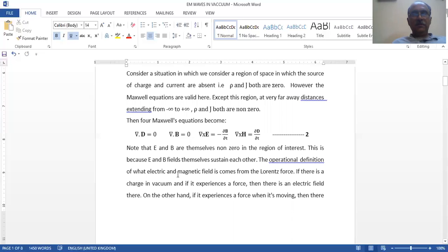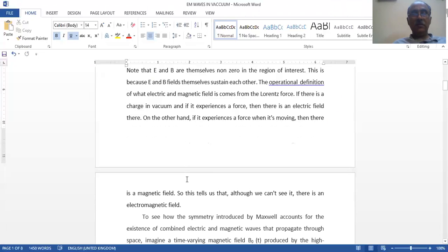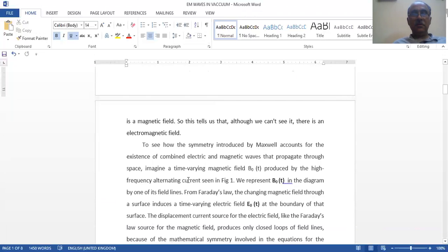The operational definition of electric field and magnetic field comes from the Lorentz force. We all know it. This is a point to remember. If there is a charge in vacuum and it experiences a force, then we can certainly say that an electric field is present there. On the other hand, if it experiences a force when it is moving, then there will be a magnetic field also. So this tells us that although we cannot see those fields, there is an electromagnetic field.